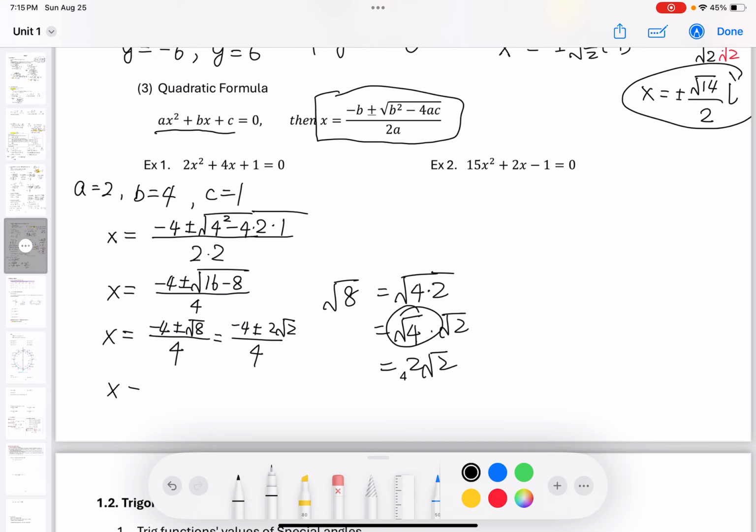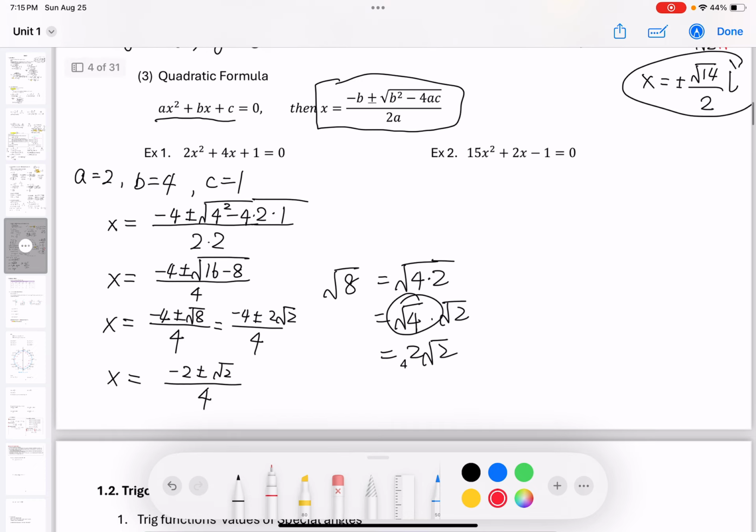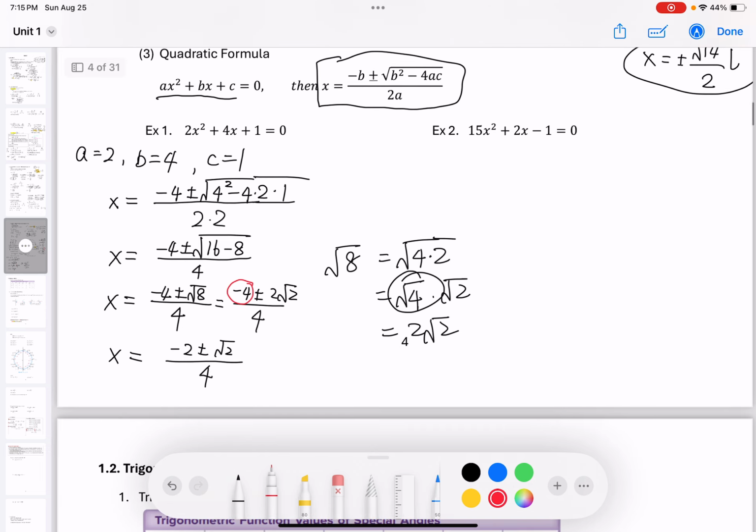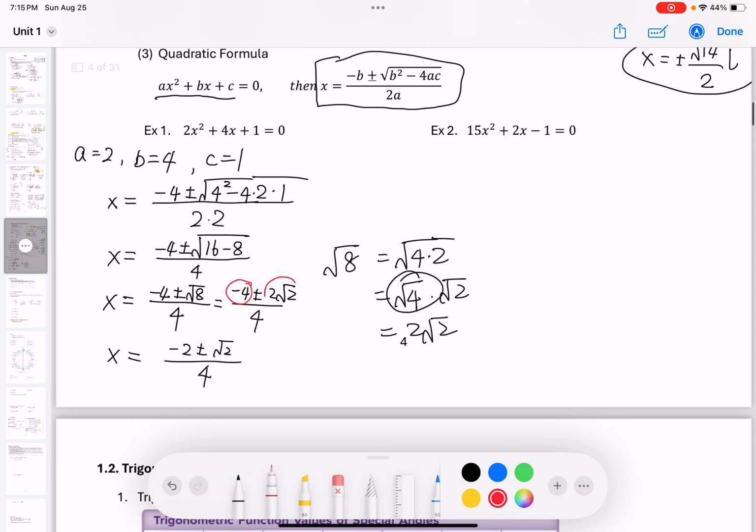Top and bottom are all divisible by 2. We have negative 2 plus or minus square root 2 over 4. Be very careful here. If top and bottom are all divisible by 2, you should divide the first term by 2, the second term by 2, and the bottom term by 2. Oh, I made a mistake. Luckily, I found my mistake. The bottom, 4 divided by 2, is 2. So this is our solution.